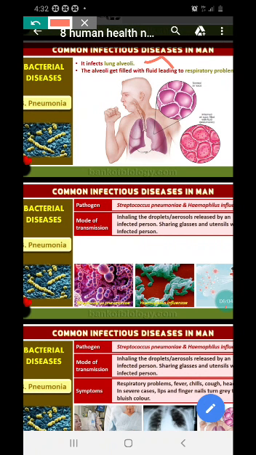And how is it transmitted from one person to another? By inhaling the droplets or aerosols released by an infected person. Also, we can get it through sharing of items used by the patients. Patients may use different items like plates, glasses or clothing. If we touch or use them, we may get pneumonia.